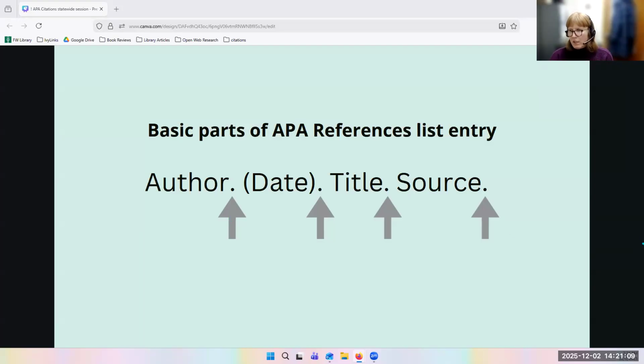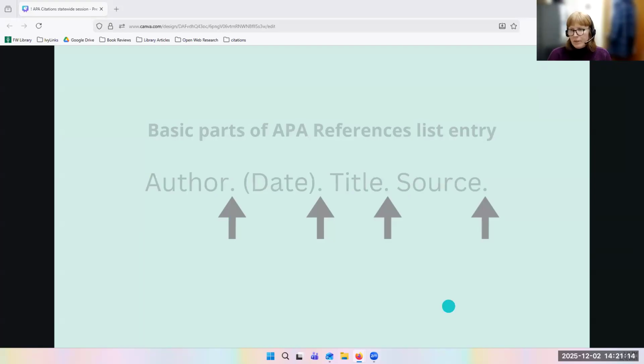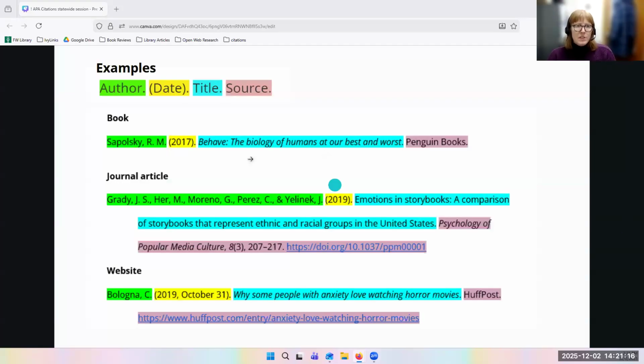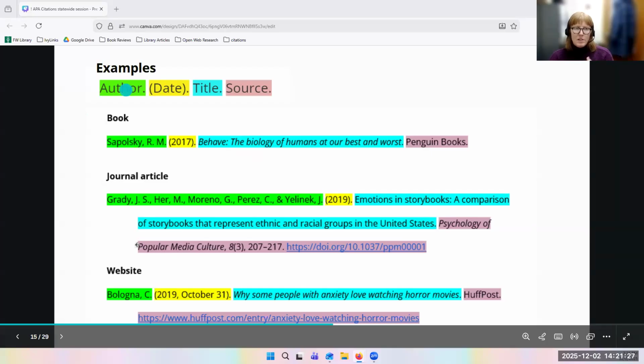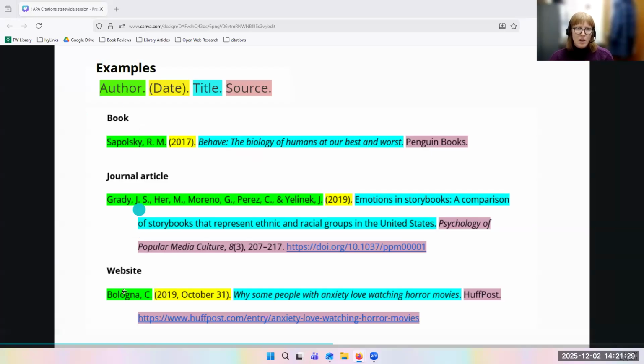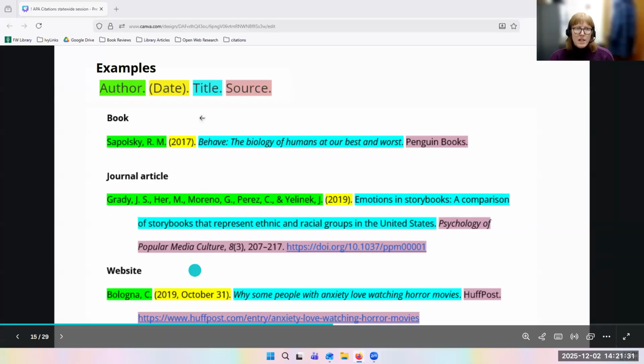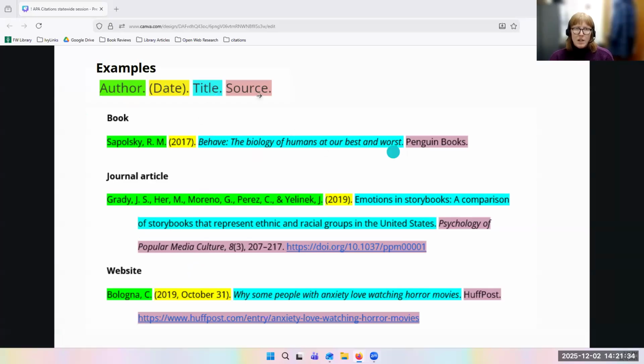So what does that look like with real examples? I have some examples here of common sources that you might use in papers. I hope that you're able to see how this is color coded: green is the author, yellow is the date, blue is the title, and pink is the source. So I'm just trying to show you the different elements in the different types of sources.